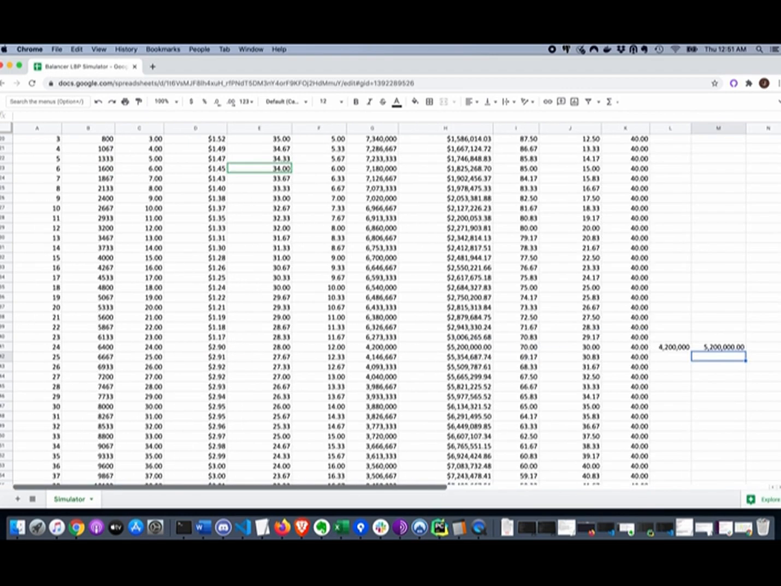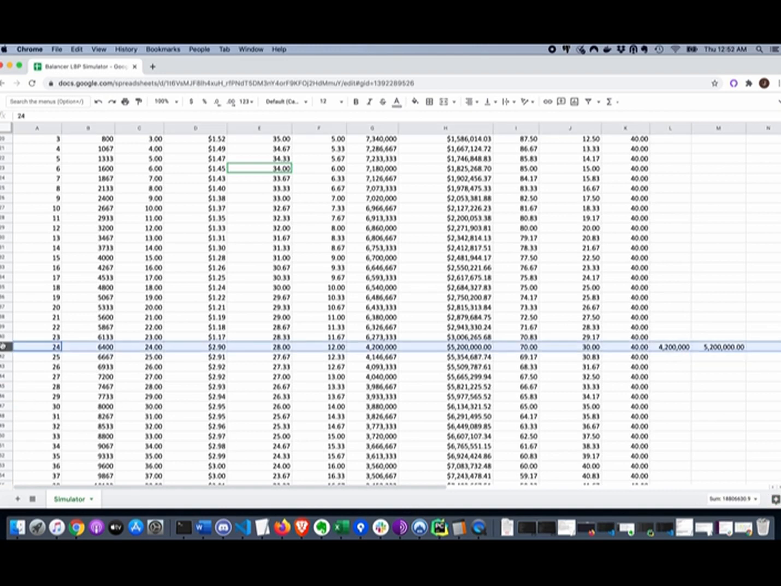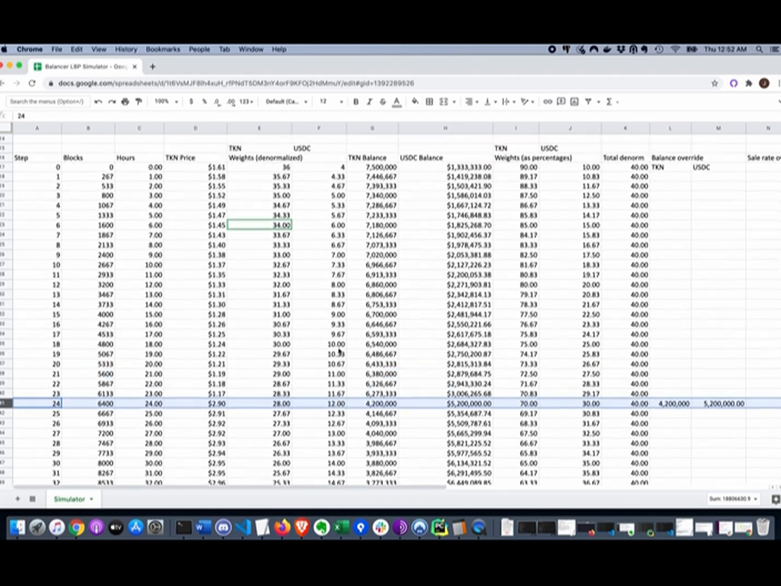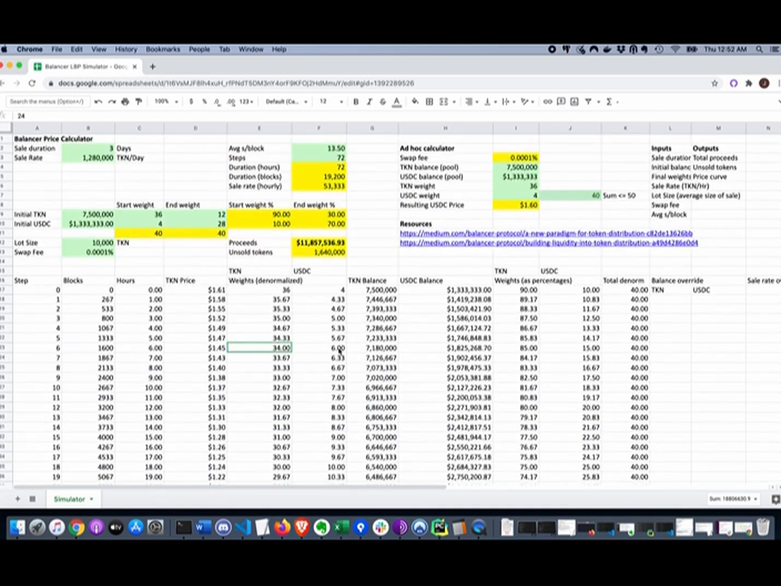So what can you do? You can call it again with the same time parameters, ending at the same block, but with different end weights. So this is a little tricky to do in the simulator, but you can do it. So let me show you how to do it. We're at hour 24, and notice that the weights at this point are 28.12. So it's gone down from 90.10 down to 70.30. So that means when we call this again, the starting weight is actually 28.12.